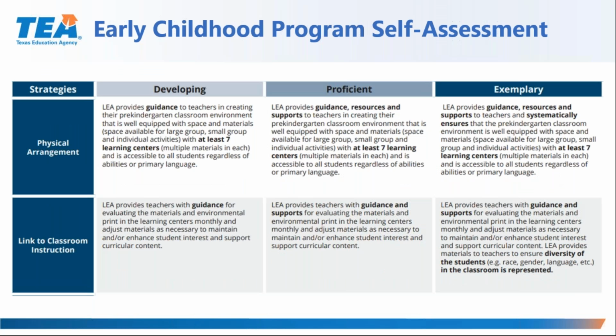The self-assessment also focuses on links to classroom instruction. As you can see, there are a lot of strands for learning environments. So for today, in order to not take up too much of your time, I've chosen to just focus on one strand for classroom environments, and that is the physical arrangement strand, which is on your screen now. And that emphasizes the need for at least 7 learning centers in each classroom. And this is actually the guidance for both pre-K and kindergarten classrooms, which could be surprising.